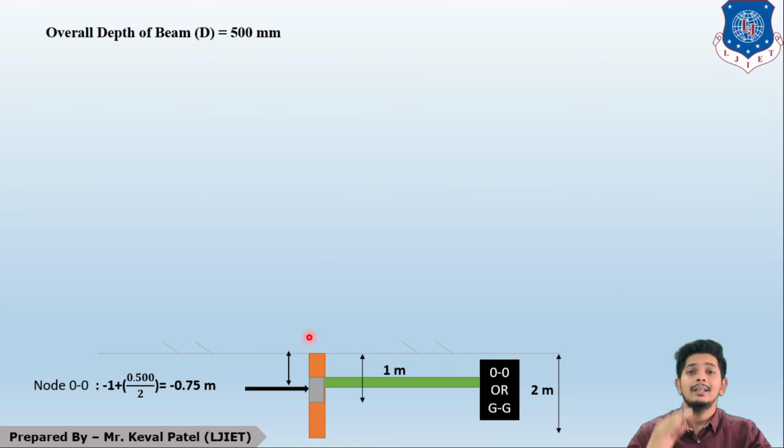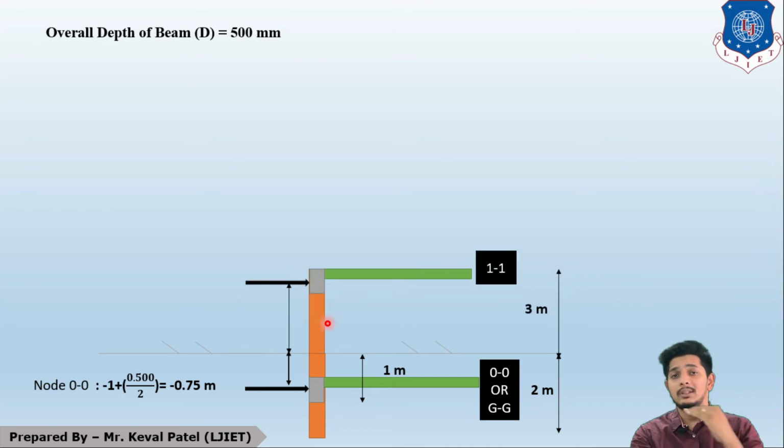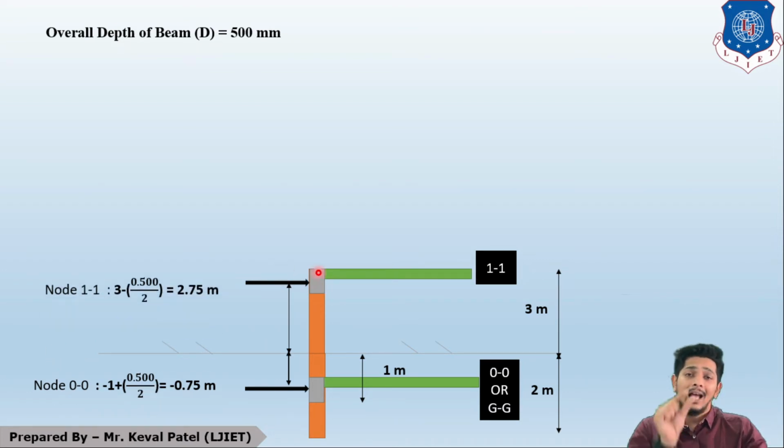So node 0 is 0.75 meter, which is negative from ground line. Now moving to node 1 or first story. Again, this orange is column, beam and slab. So half of the beam will be my nodal point. So my node 1 will be located here. I am told that height of the story is taken as 3 meter. So total height is 3 meter. From 3 meter I will deduct half overall depth of the beam, 3 minus 0.500 by 2. So from ground line the distance of node 1 will be 2.75 meters.